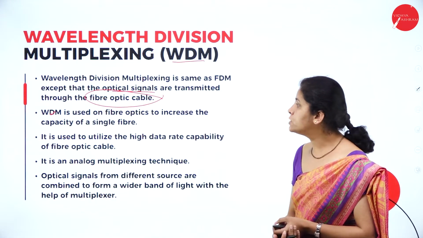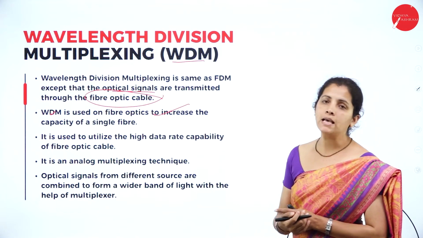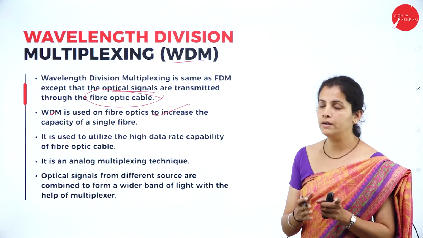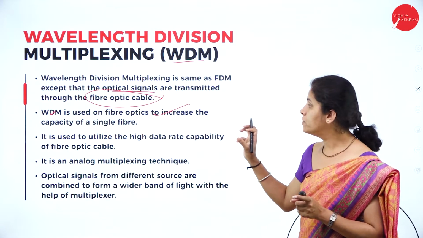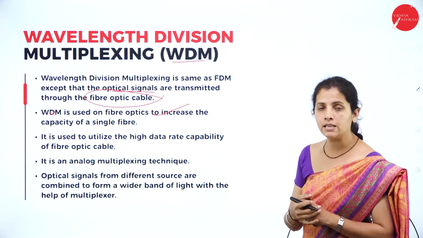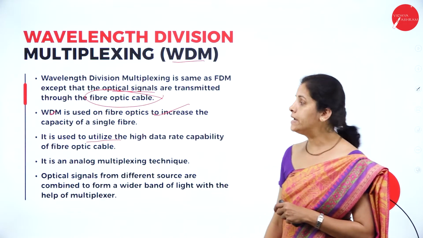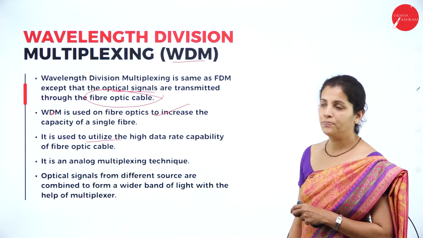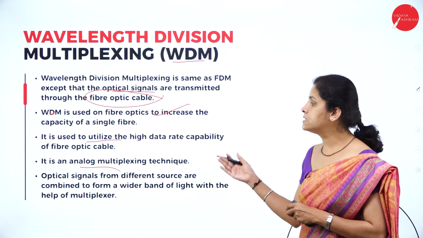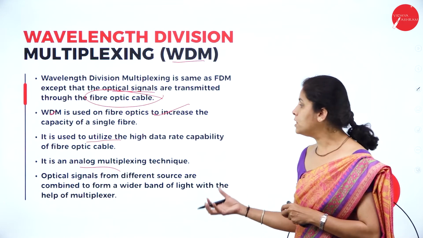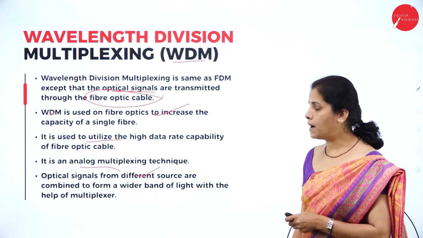WDM is used on fiber optics to increase the capacity of a single fiber. So here I'm going to use WDM in order to increase the capacity of a single channel. It utilizes the high data rate capability, and it is also an analog multiplexing technique, and all the optical signals from different sources are combined.